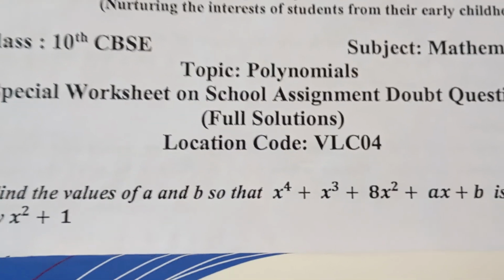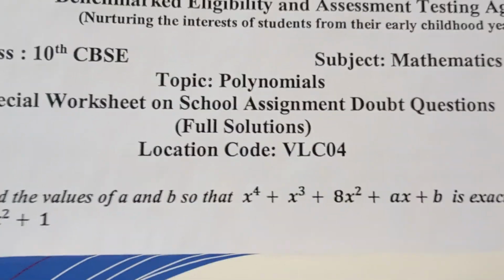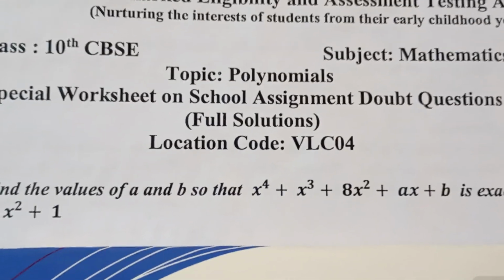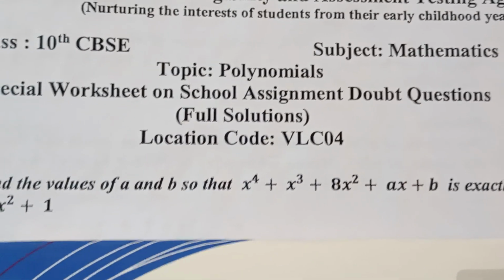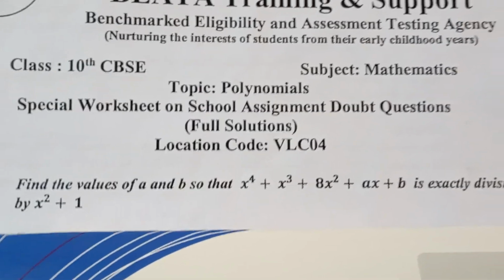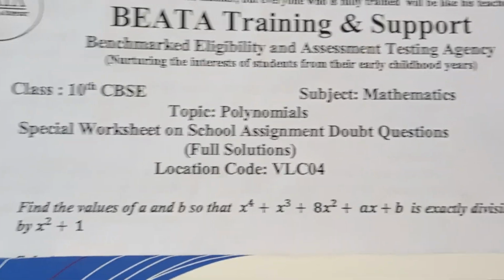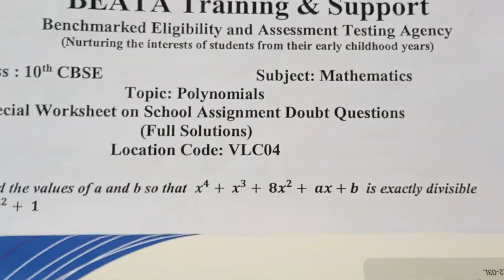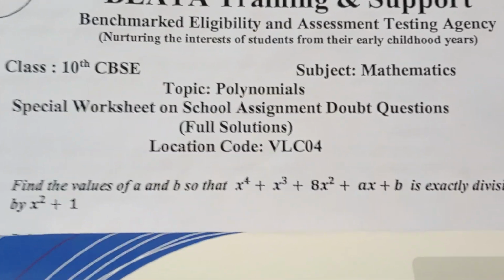Find the values of a and b so that x power 4 plus x cubed plus 8x squared plus ax plus b is exactly divisible by x squared plus 1.